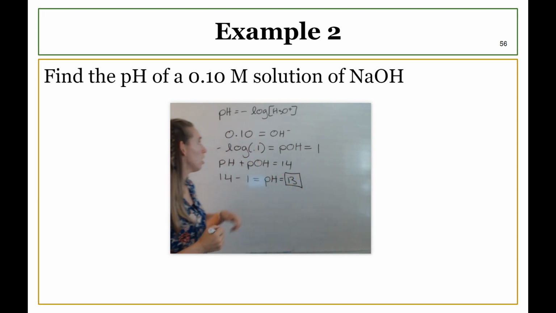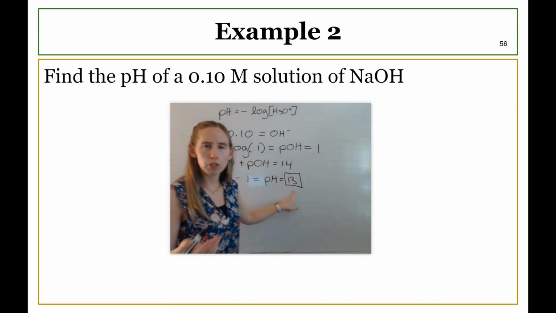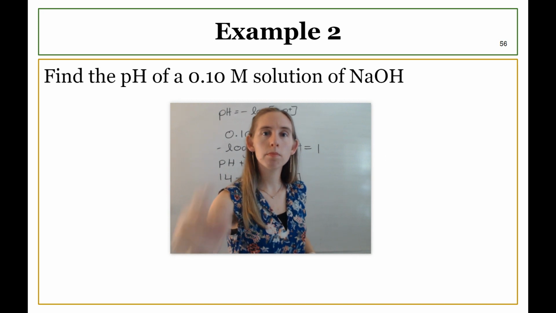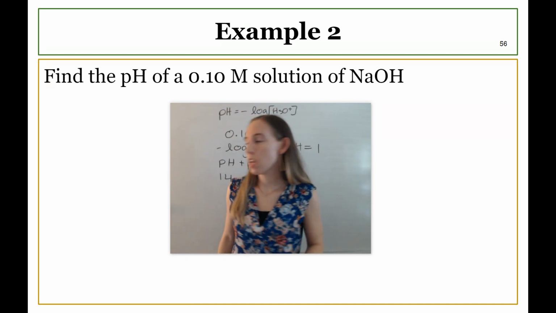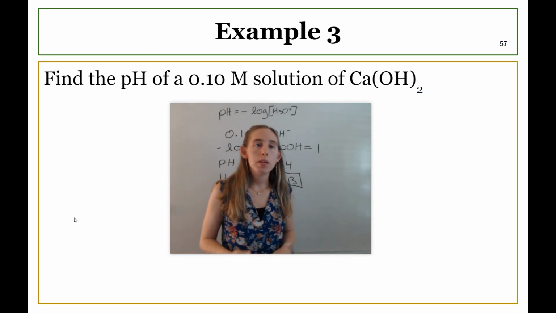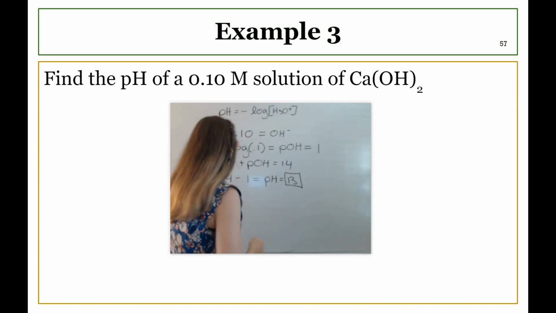The pH of a sodium hydroxide solution is going to be equal to 13, and that makes sense. If you have a strong base, of course, you're going to have a very high basic pH. There's your reasonable check. All right, next one. Last one, actually. Find the pH of a 0.1 molarity solution of calcium hydroxide. There's an extra step to this.